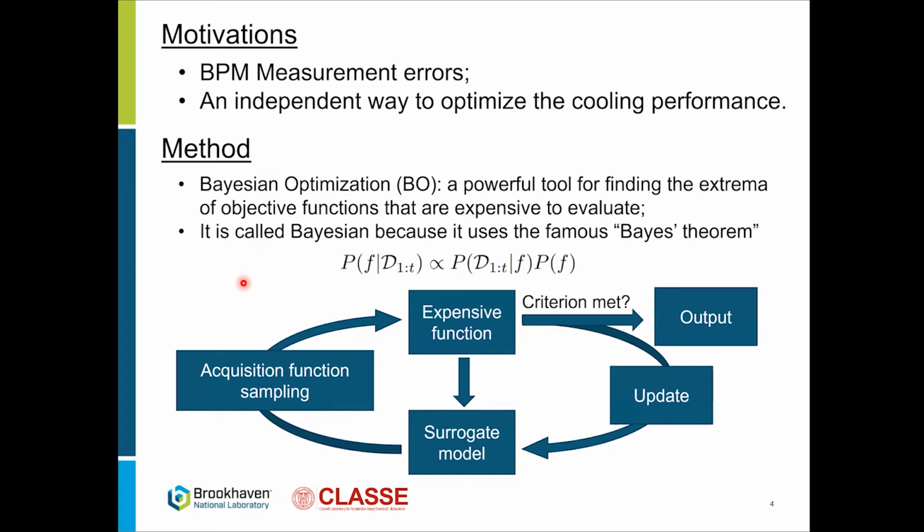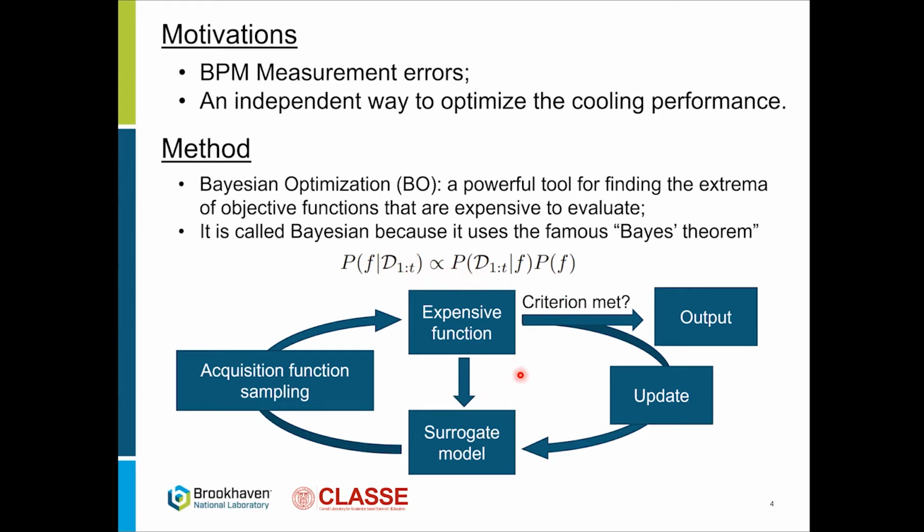The method we use is called Bayesian optimization, or BO for short. It is a powerful tool for finding the extreme of objective functions that are expensive to evaluate. It got its name Bayesian because it uses Bayes' theorem. The theorem states that the posterior probability of a model given the data is proportional to the likelihood of the data given the model multiplied by the prior probability of that model.